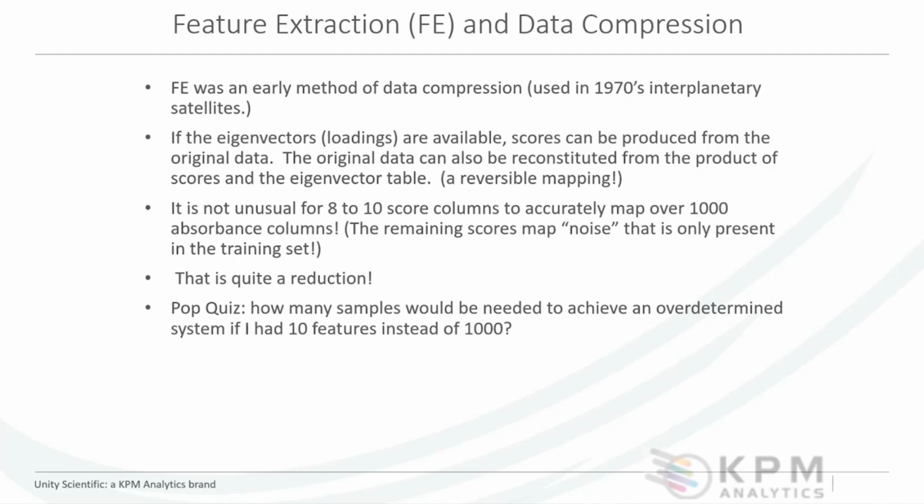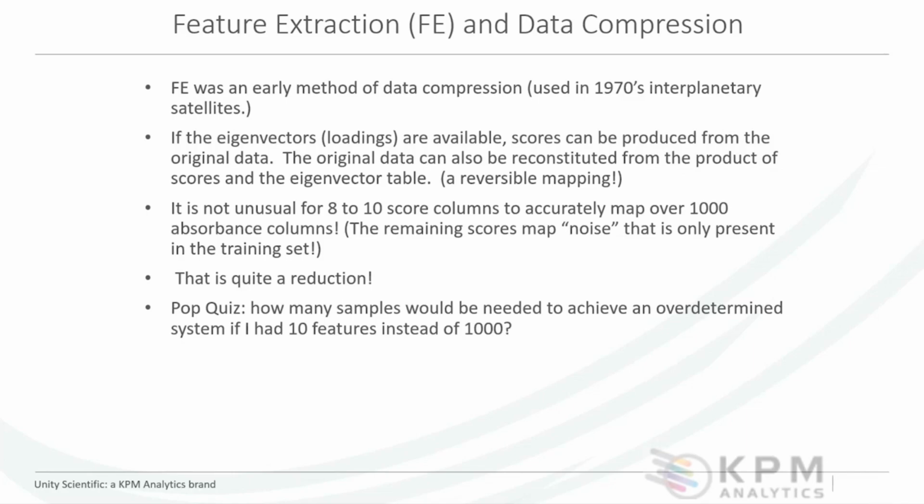In our case, it's not unusual for 8 or 10 scores or 8 or 10 principal components to accurately map over 1,000 absorbance columns. This really illustrates that we've got some redundant information in the spectra, and some that is not useful for what we're doing. So feature extraction or principal component analysis is a way that we can zero in on the spectral information that does help us predict our constituent of interest.